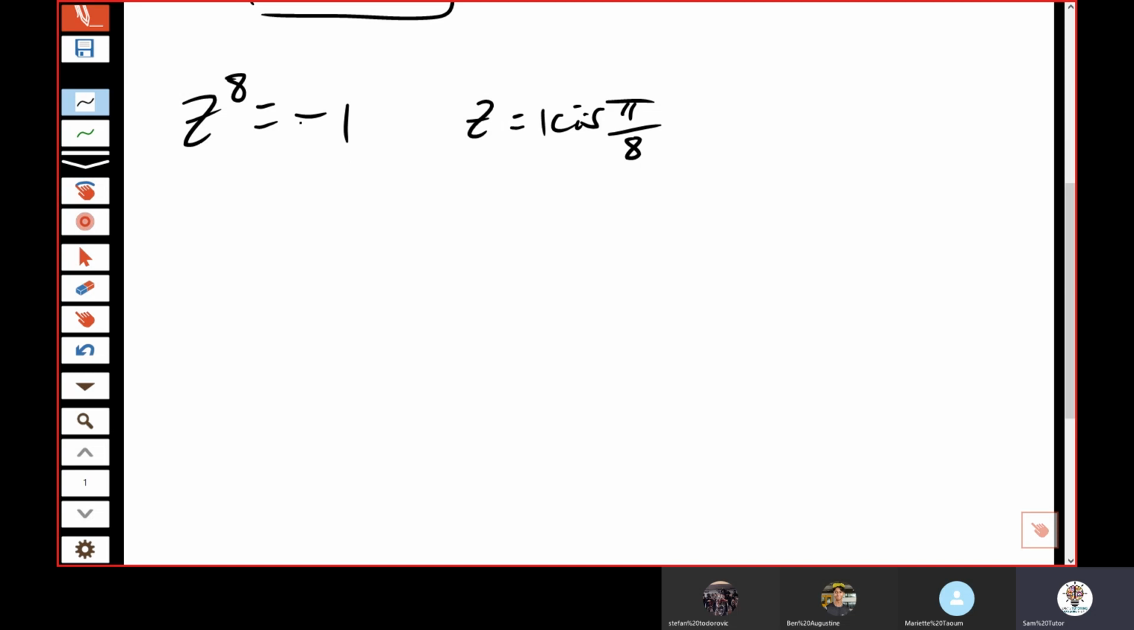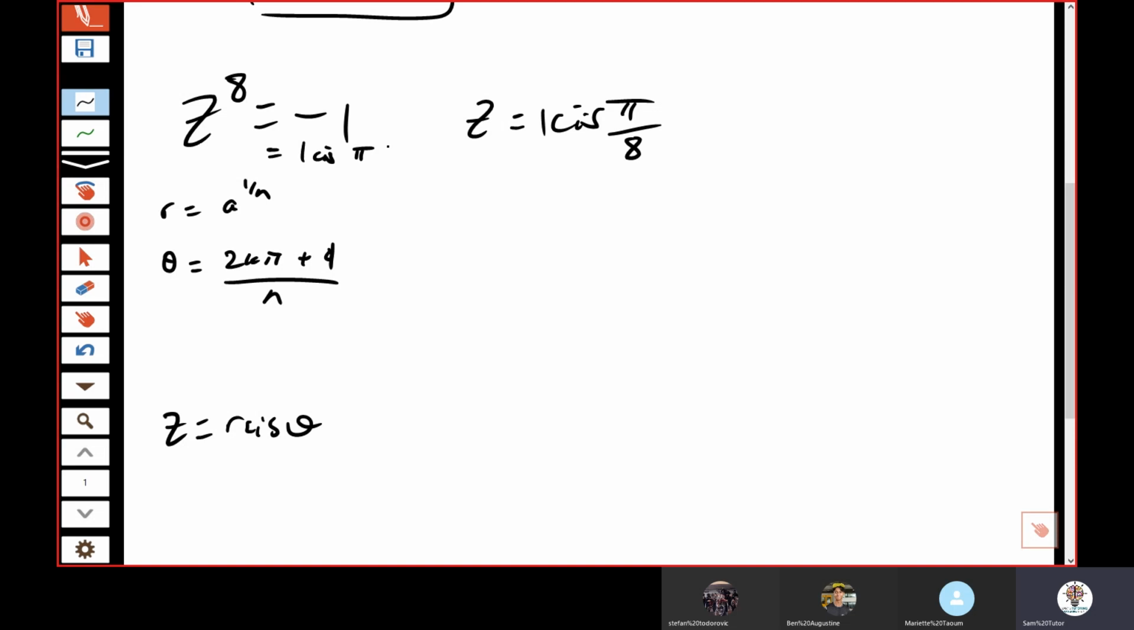So we're going to solve for all our Z values. To solve for our Z values, we know they have to be in Z equals R cis theta form, where R is equal to A to the power of 1 over N, and theta is equal to 2k pi plus theta over N, where A is this in mod arg form. So let's just say this would be 1 cis pi. We're okay with that? 100%? Okay, then this one's just 1. This one is 2k pi plus pi over 8 for k is 0 all the way to 7.